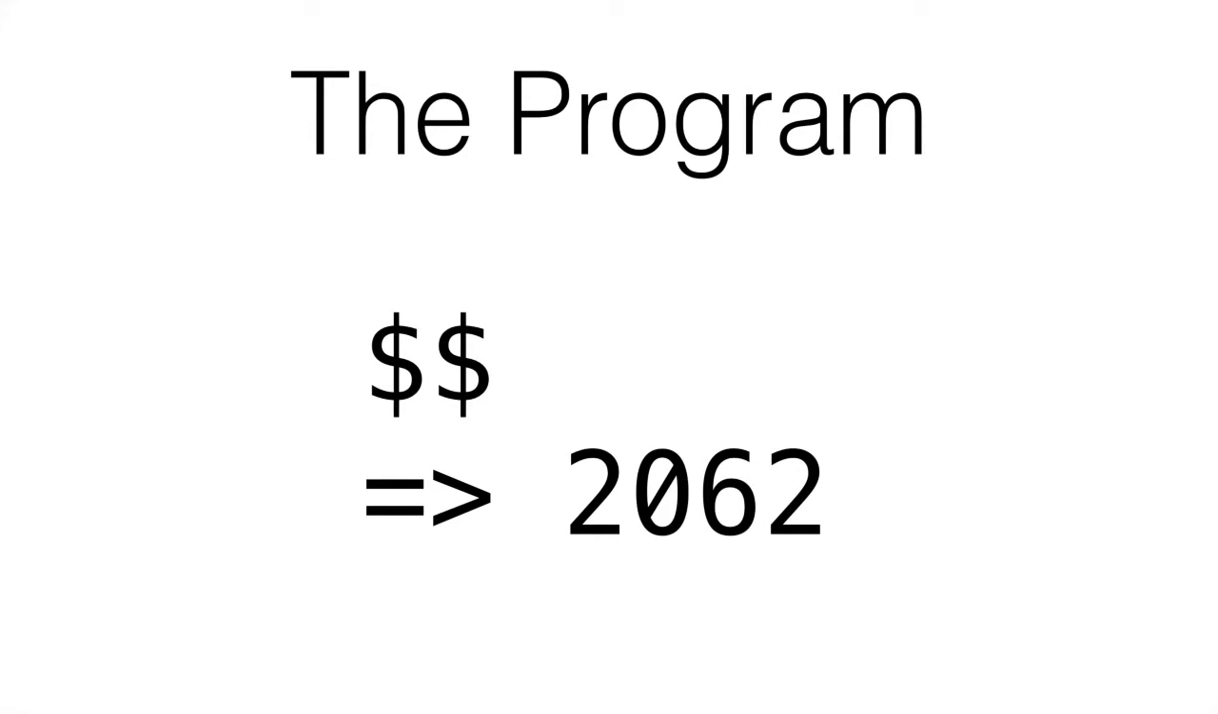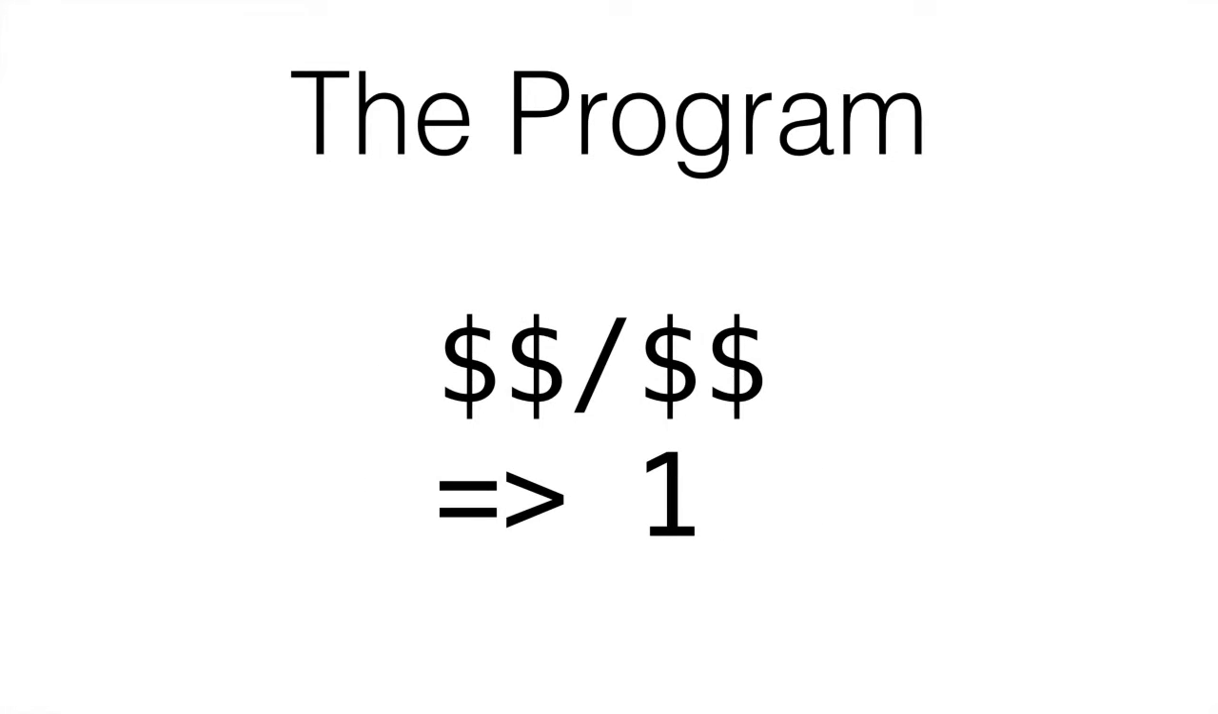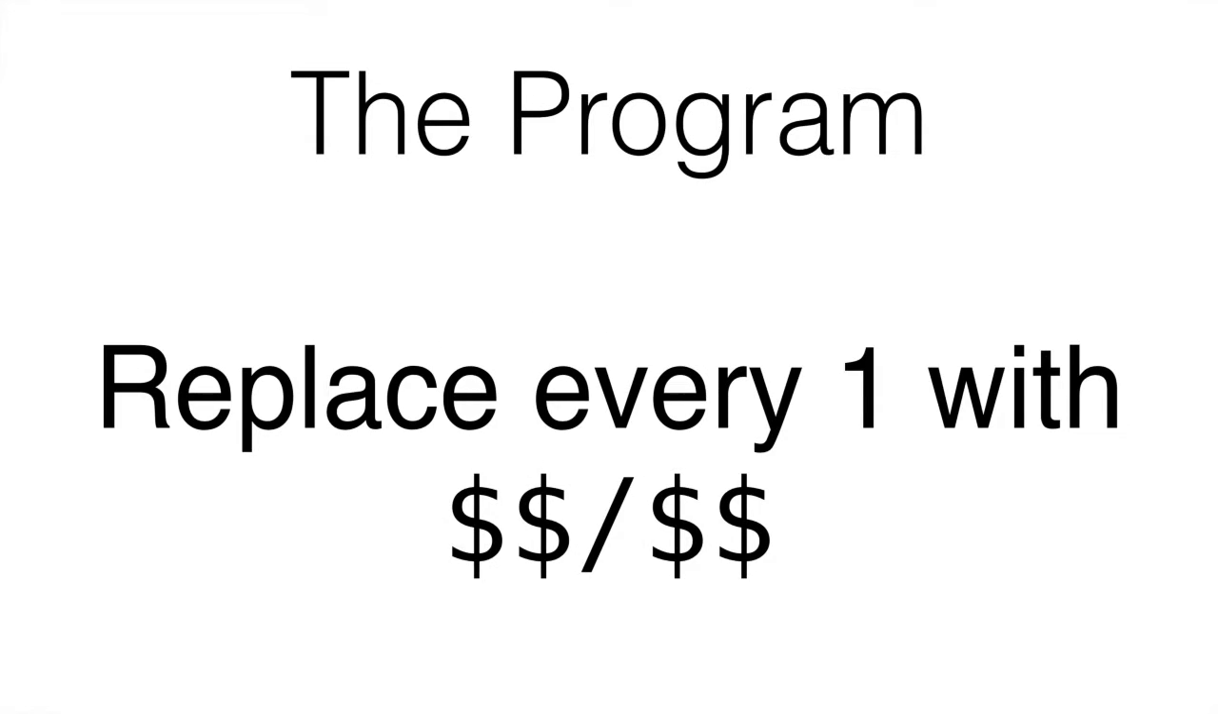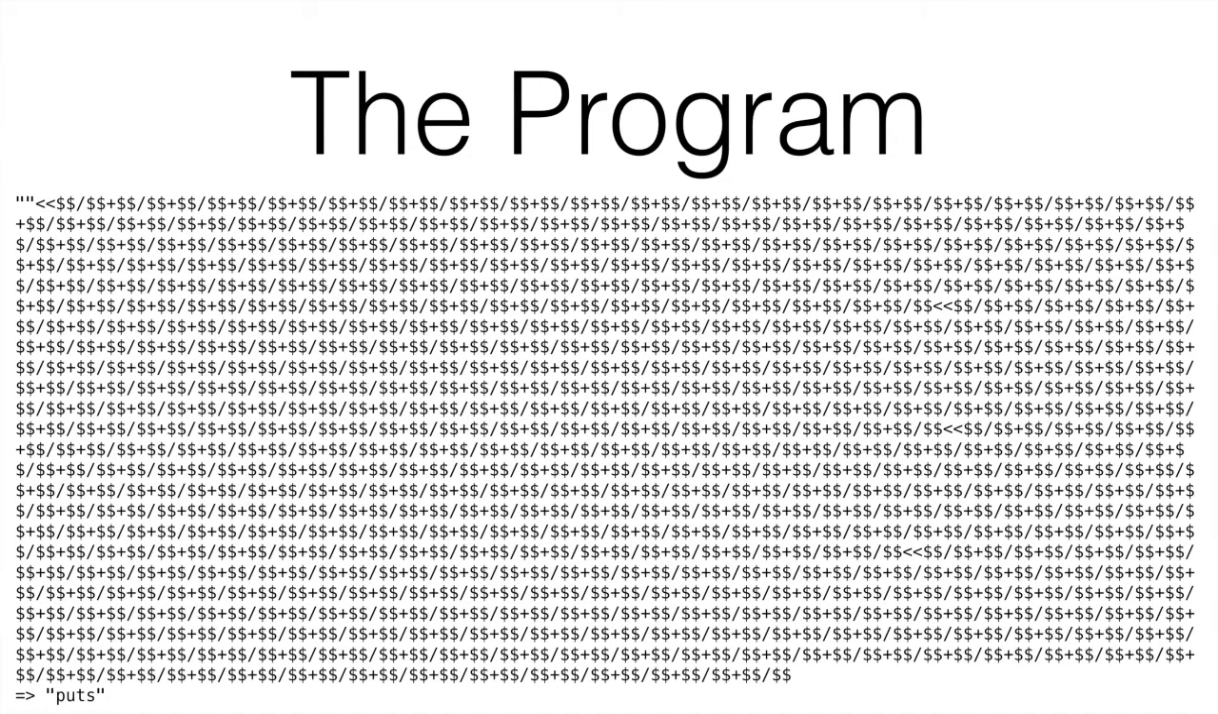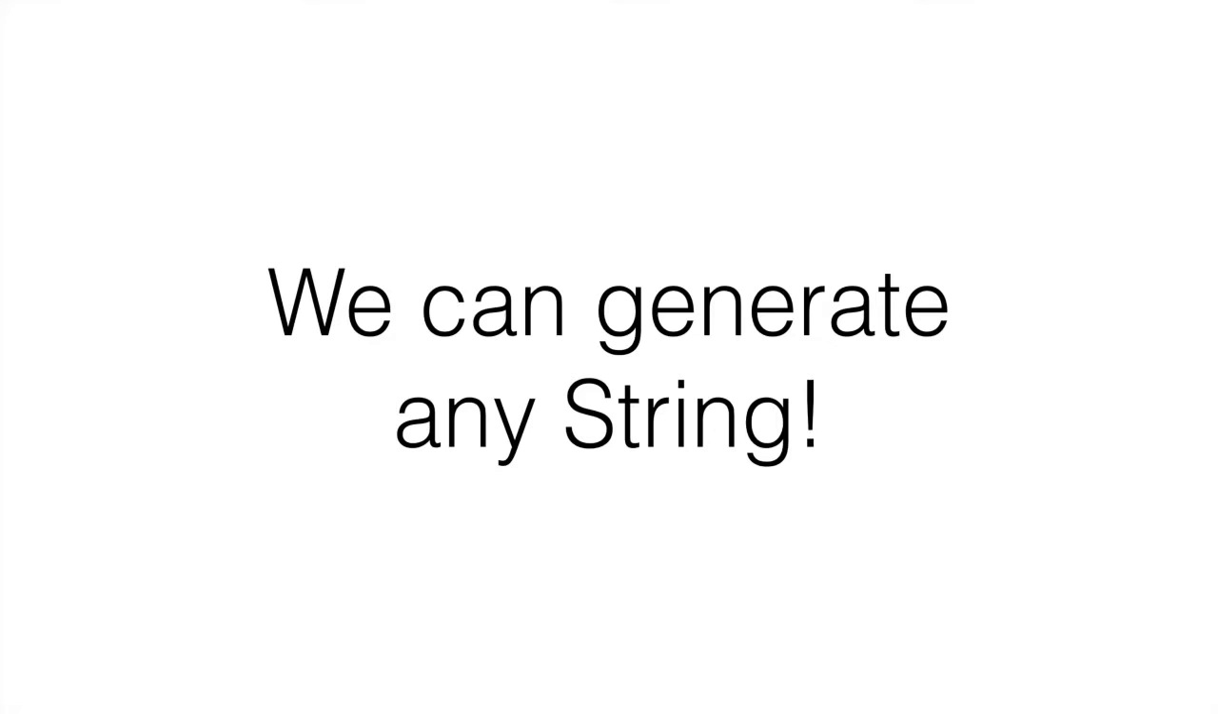Here's the next tidbit. The global variable $$ in Ruby will give you the current process ID. So it'll be some probably large number, and it'll be different every time, so it doesn't seem useful, right? But thanks to our good friend math, $$ over $$ will give us 1 every time. So if we replace every one with $$ over $$, then we get something that looks like that, and it will still give us puts. So with that, we can generate any string. We have not used any alphanumeric characters.